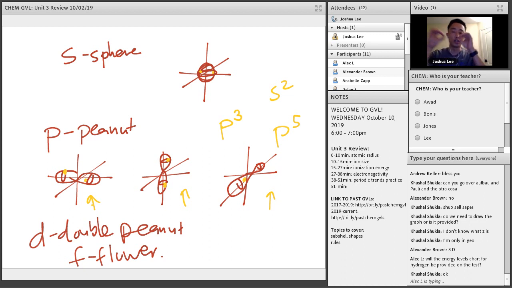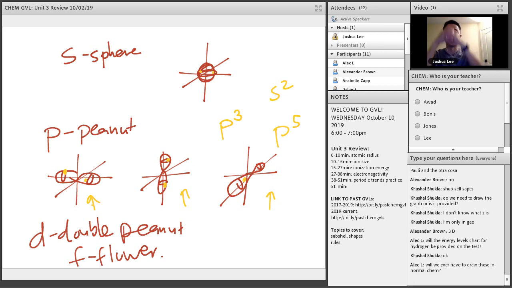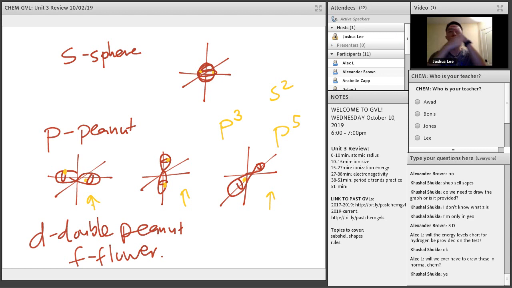You just draw the shape of the orbitals, and remember the orbitals are not physical structures, like a hard sphere. This is just saying the electron could be anywhere in this sphere area. So the sphere is just showing you the probability of where the electron will be. Will we ever have to draw these in normal chem? Possibly. But not double peanut or flower.